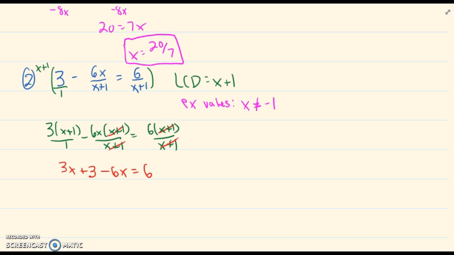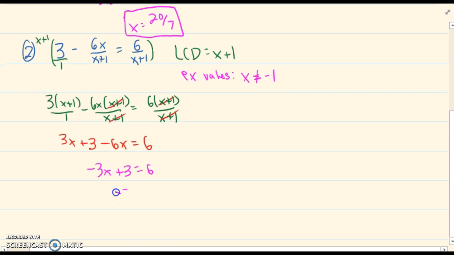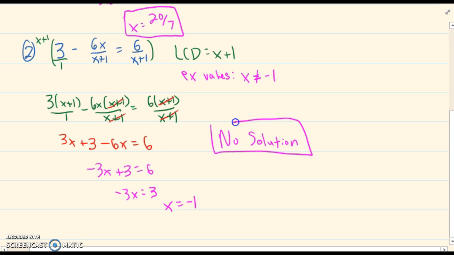I'm looking to solve, so bring the x's together. 3x and negative 6x is negative 3x. Take away 3 from both sides. Negative 3x equals 3. Divide by negative 3, and x ends up giving us negative 1. Uh-oh, that's our excluded value. What that tells me is there's actually no solution, because our only possible solution was the one that was an excluded value. That's a very big concern for us.